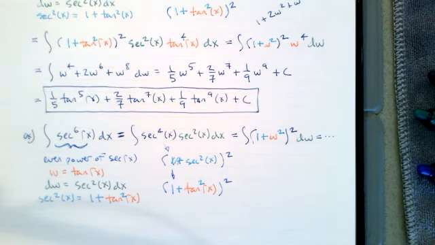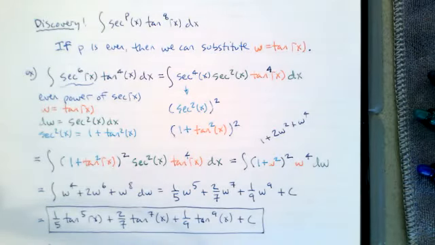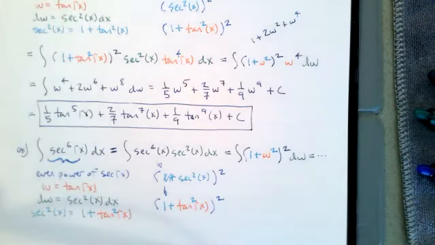All that is beside the point. We've made an important discovery in the category of secant to the P, tangent to the Q. If P is even, the substitution call is W equals tangent X. That's what we're going to do, even if we don't see any tangents there at all. Even power secant, W equals tangent X. We have solved that one.